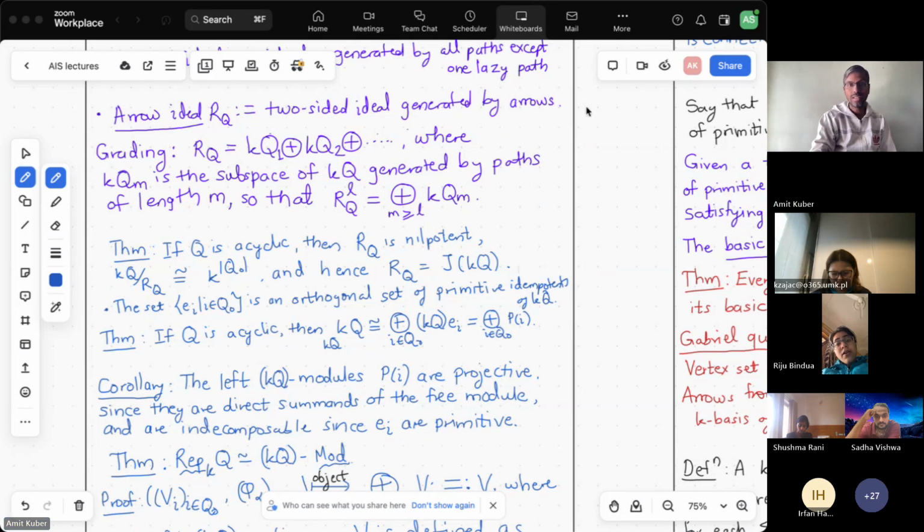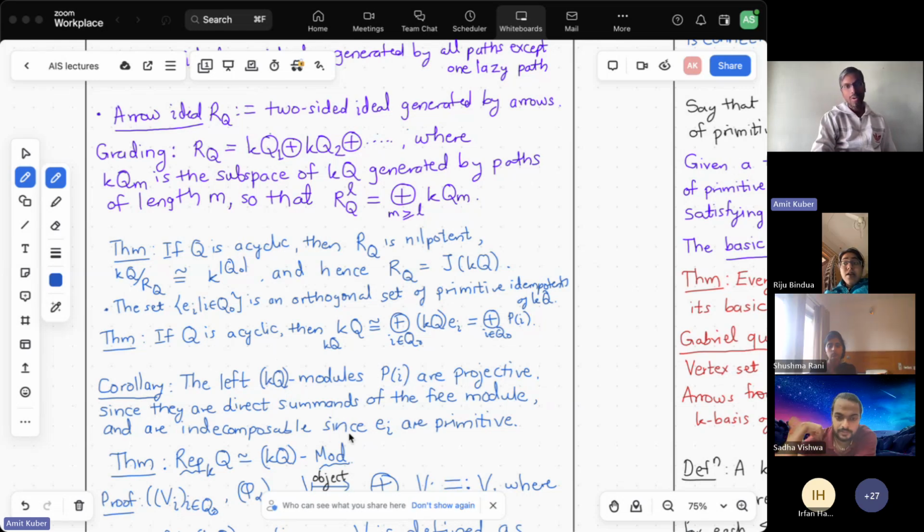Yes, Sadanand? Yeah, so the last line of the corollary is what troubles me. See, the P_i are indecomposable because the E_i are primitive. How do we know the E_i are primitive? I think you first need to show that the P_i are indecomposable and therefore the E_i are primitive. Yes, I got the point. Yeah. Okay.